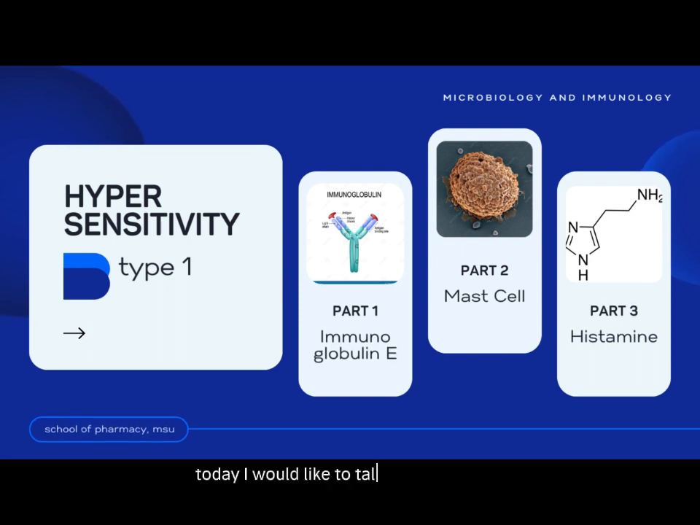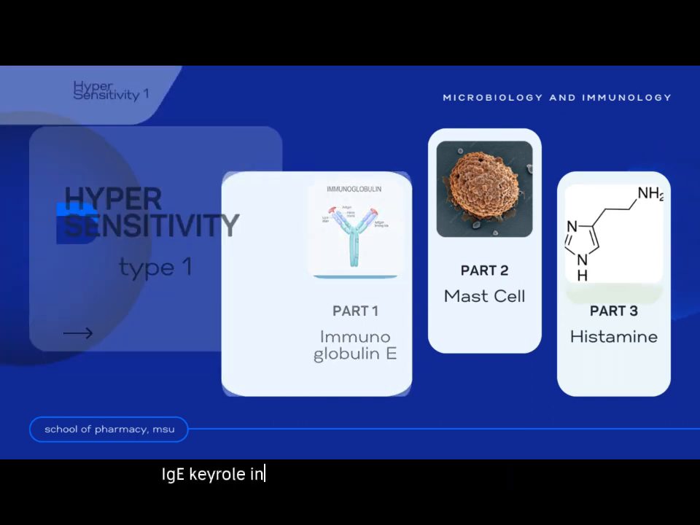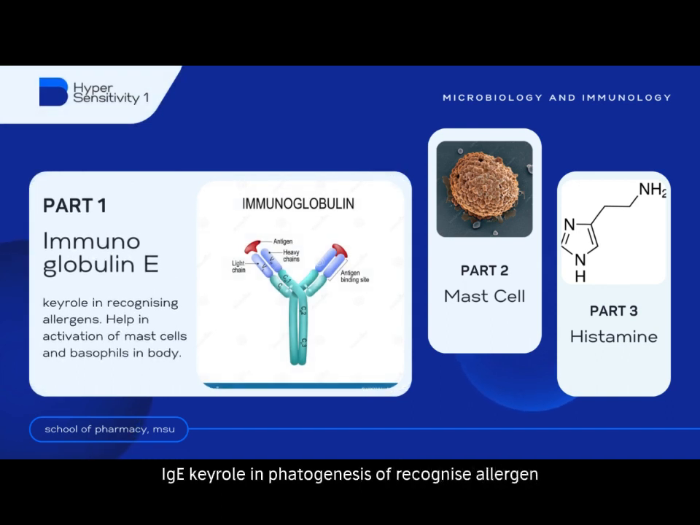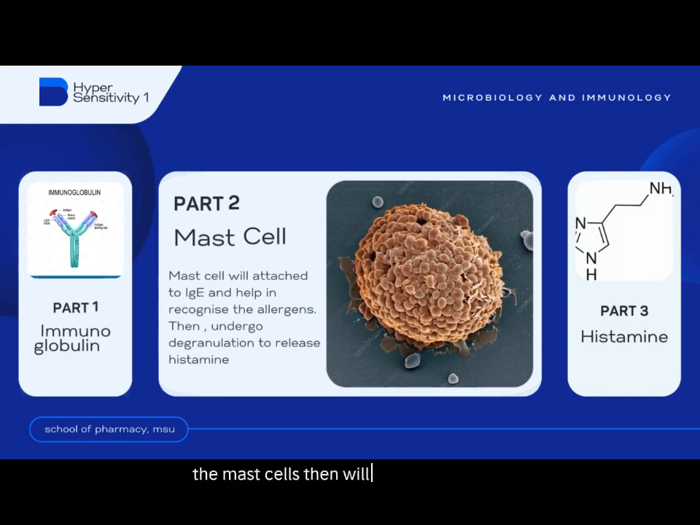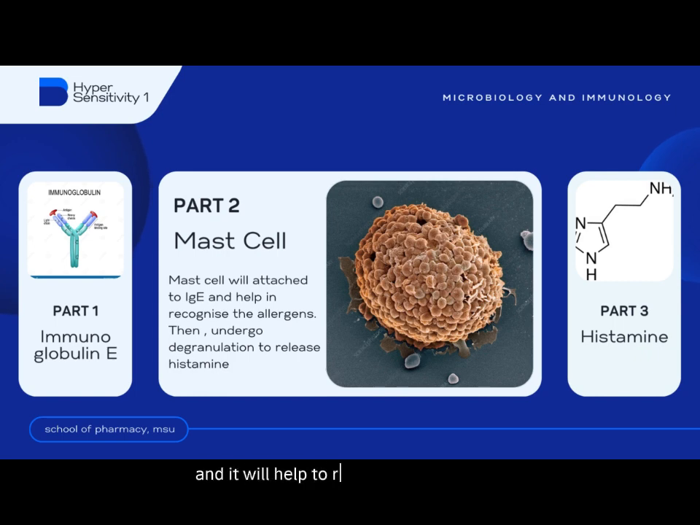Today I would like to talk about type 1 hypersensitivity. So basically, there are 3 main parts that play a crucial role, which are immunoglobulin E, or known as IgE, mast cells, and histamine. Each one of them has their own function. IgE plays a key role in the pathogenesis of recognized allergen. It also helps the activation of mast cells and basophils that circulate in our body. The mast cell then will get coated by IgE and it will help to recognize the allergen. The mast cell then will undergo degranulation and cause the release of histamine.